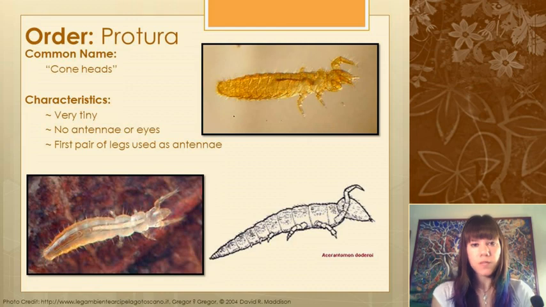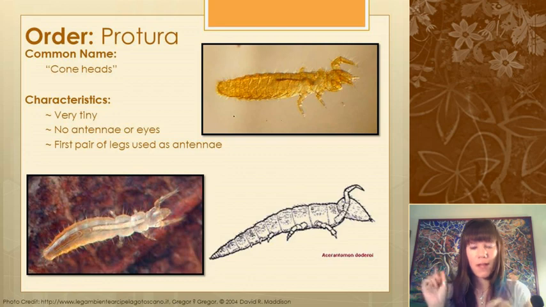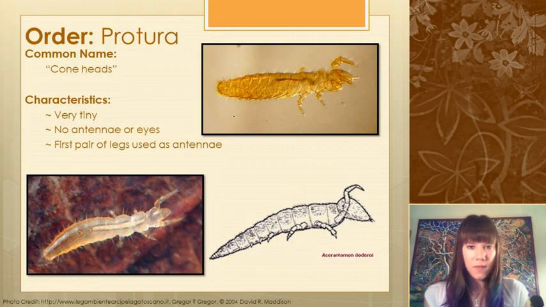The first order is Protura, and its common name is just coneheads. Their characteristics are that they're very, very tiny, they have no antennae or eyes, and they use their first pair of legs like antennae. You're probably not going to see these guys. They're incredibly tiny and they live in leaf litter.